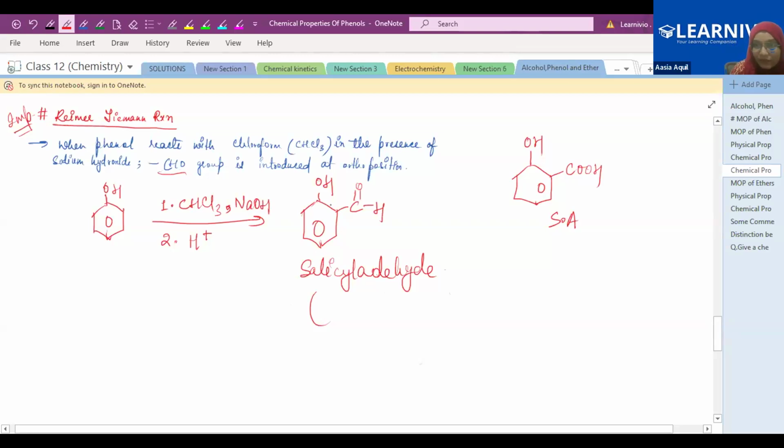So what will be the name? Basically, you will start the numbering from here, 1, 2. So you can write 2-hydroxybenzaldehyde, or you can write ortho, because here the aldehyde group is attached at the ortho position, right? So ortho-hydroxybenzaldehyde.